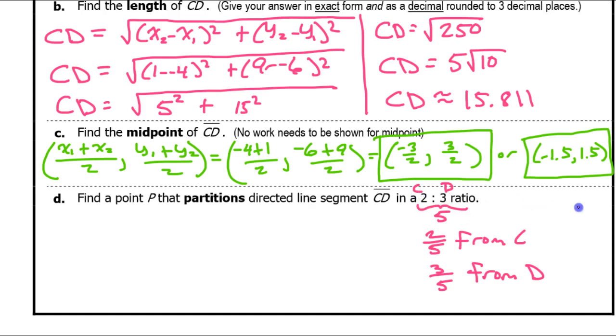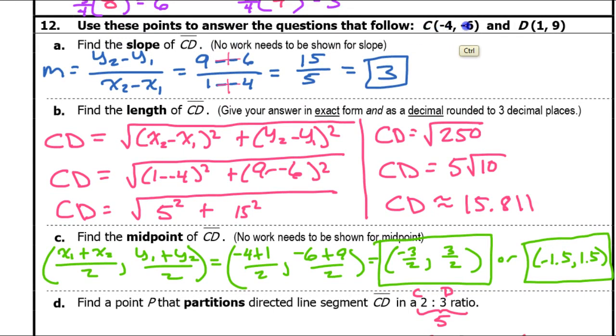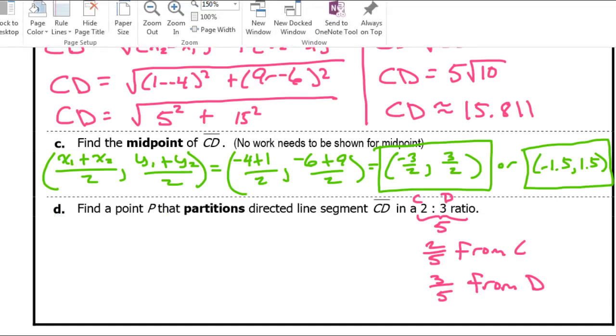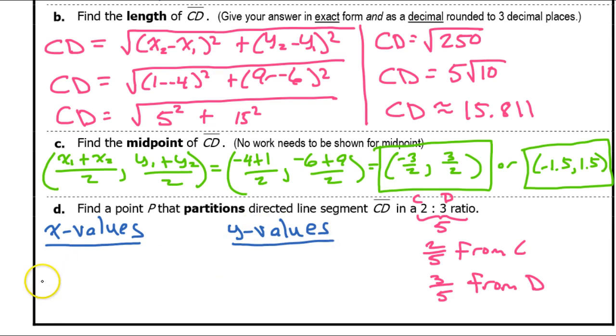Because we have x's and y's in this problem, if I just scroll up, these are the points we're dealing with, x's and y's. Then we should deal with the x values and the y values separately. So that's what I'm going to do. On the left side, I'm going to deal with the x values, and on the right hand side, I'm going to deal with the y values. Okay, so here's a little number line for the x values, and here's a little number line for the y values.